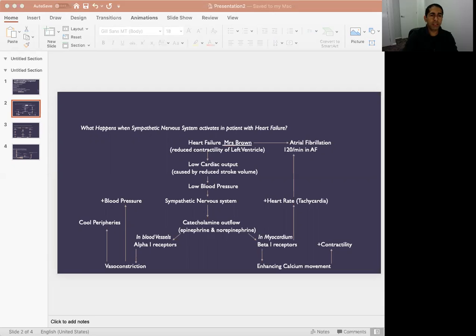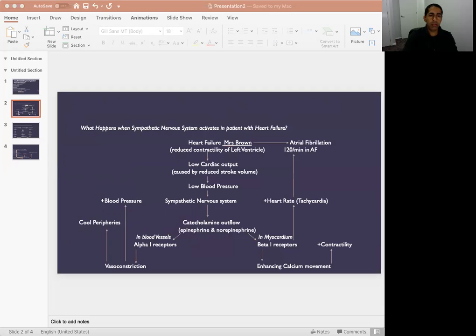When the sympathetic nervous system is stimulated by the medulla, it secretes specific hormones called epinephrine and norepinephrine, causing stimulation of alpha-1 and beta-1 receptors located on blood vessels and myocardium respectively. Stimulation of alpha-1 receptors causes vasoconstriction of the blood vessels, which influences both blood pressure and tissue perfusion. Stimulation of beta-1 receptors located on the myocardium promotes the force of contraction of the heart by enhancing calcium movement.